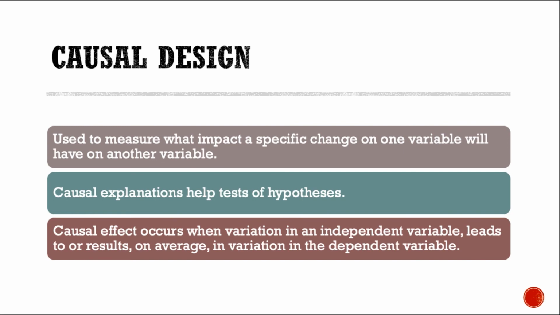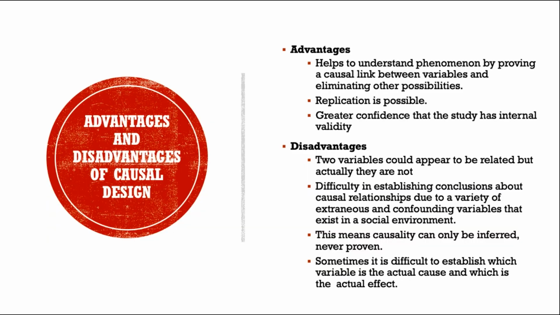So causal effect occurs when variation in an independent variable leads to or results on average in a variation in a dependent variable. So that way we say what is the impact of the independent variable on the dependent variable. For your assignment, guys, I think that this is the most suitable one that you can use in your assignment. But of course, if you decided to use other research design, then you are most welcome.